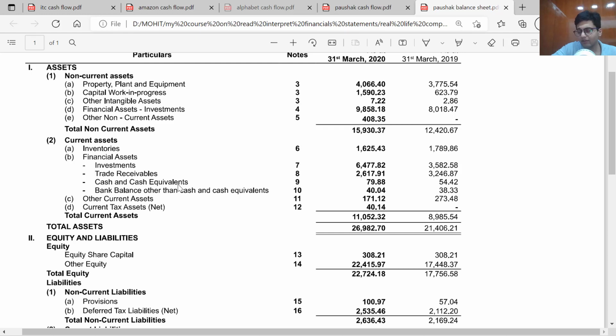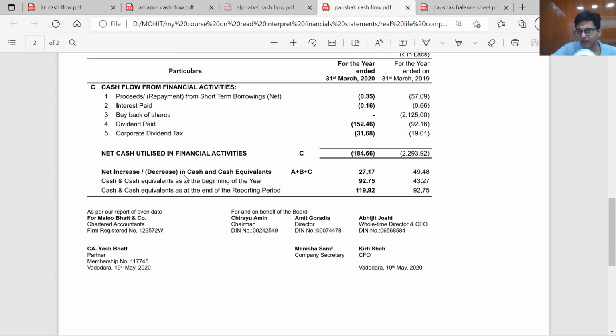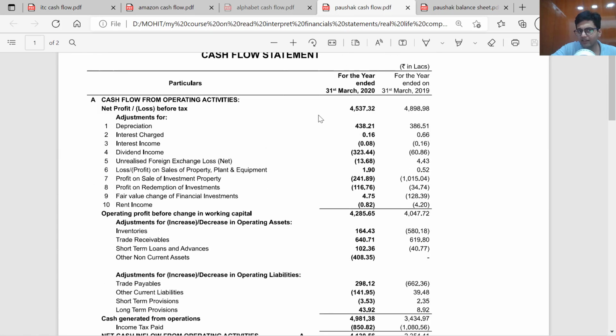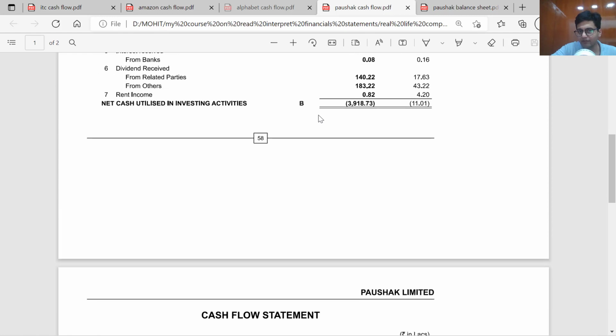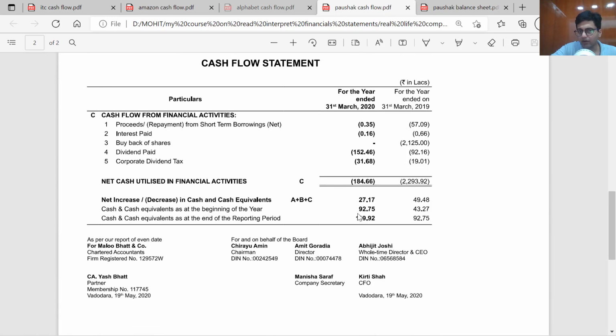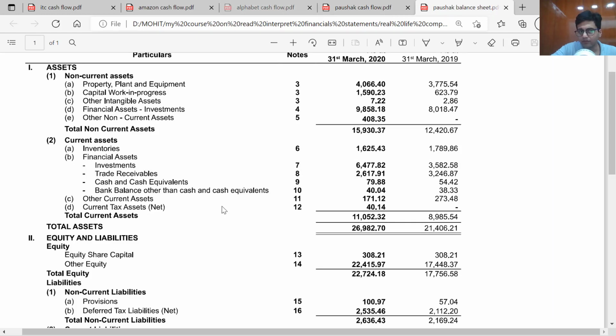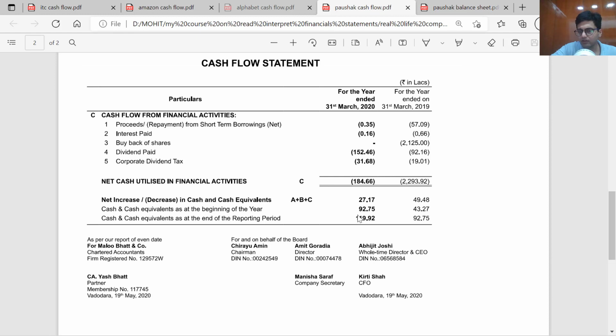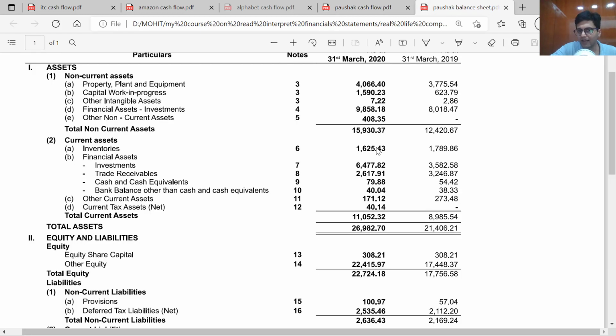Why? Because when we are calculating the cash flow statement, we start with the cash and cash equivalents at the beginning of the year. We take the effect of all these cash flows of operating, investing and financing, and we get our cash and cash equivalents at the end of the reporting period, as can be confirmed from these two figures. So if you add cash and cash equivalents and bank balance, you will get the cash flow's closing balance. So that's why we do not take the cash figures.